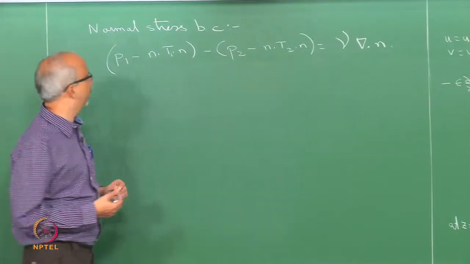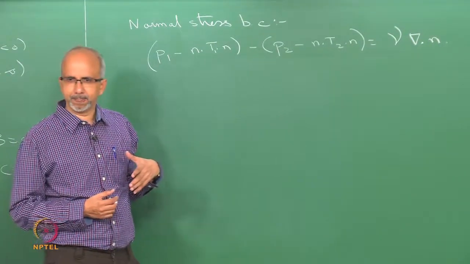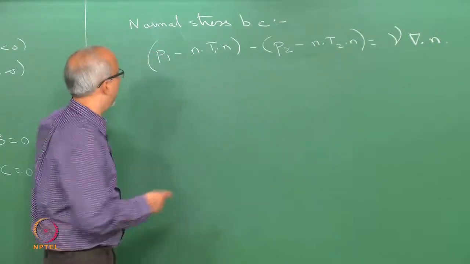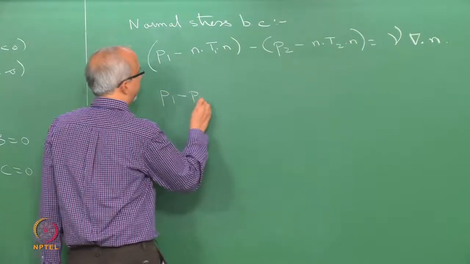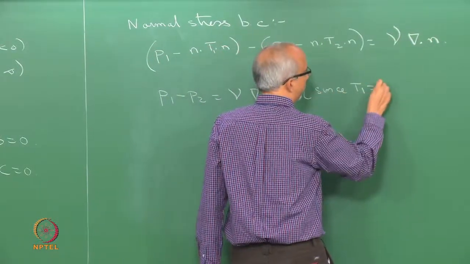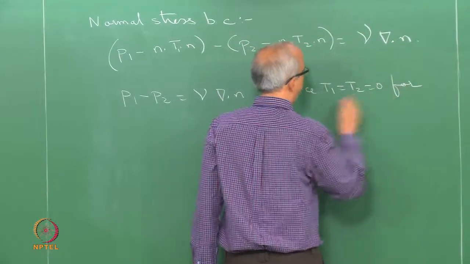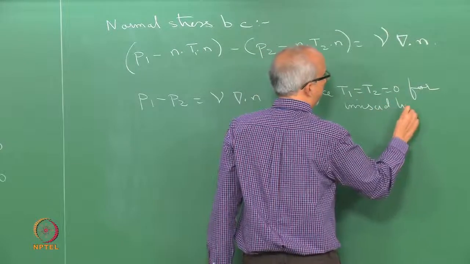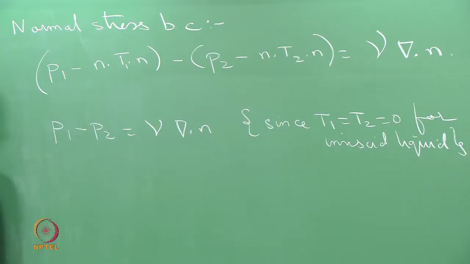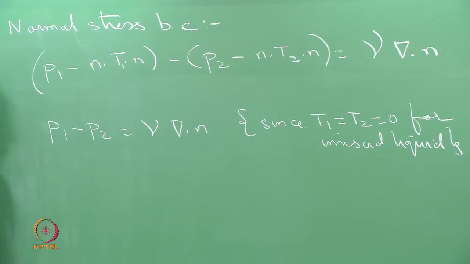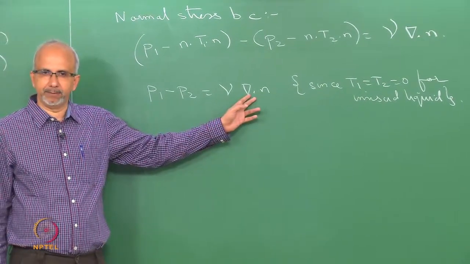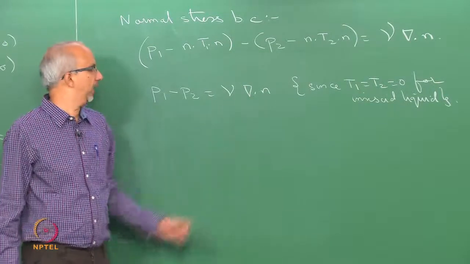Okay. Now, since we have assumed things to be inviscid, these two terms are going to drop off. Again, what this basically reduces to is P1 minus P2 equals gamma del dot n, since T1 equals T2 equals 0 for an inviscid liquid. Okay. Now, what we want to do is evaluate del dot n. Now, how do you evaluate del dot n?